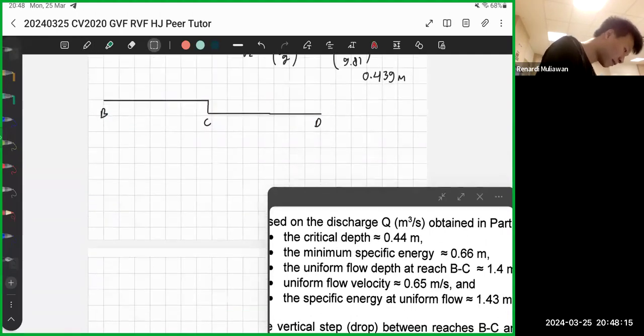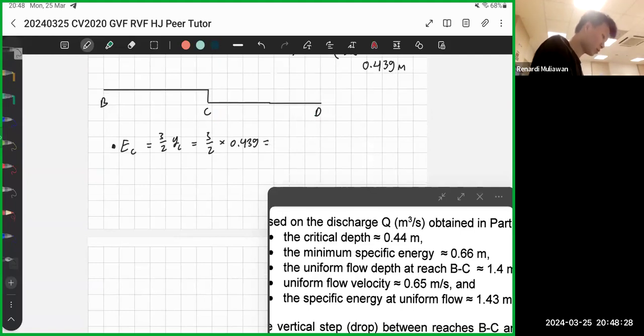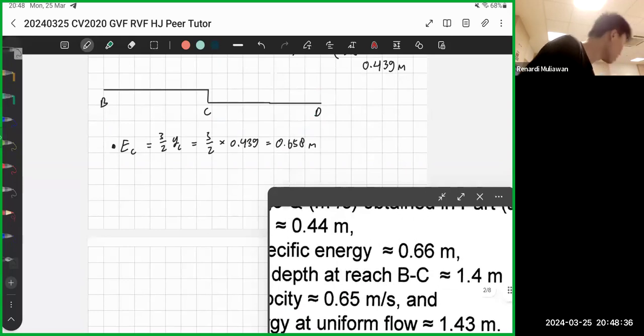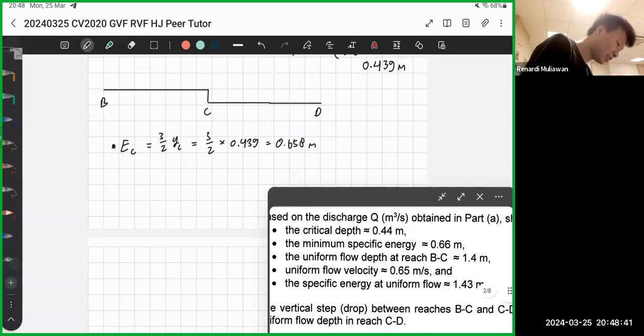Minimum specific energy, if you still remember quiz 1, it's EC. So EC is 3/2 YC. So 3/2 times 0.439. So you will get 0.658 meters. So same, 0.66. Okay, next one, uniform flow depth at each BC.